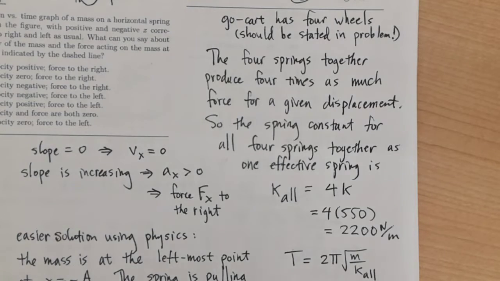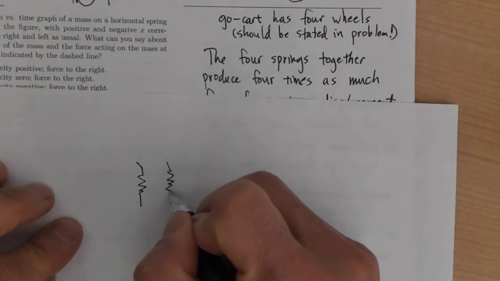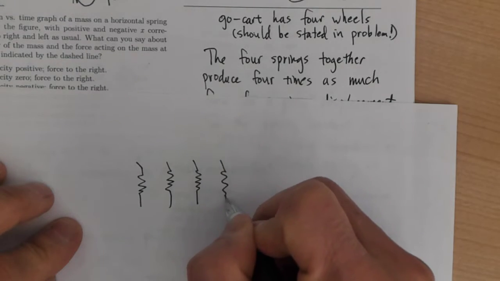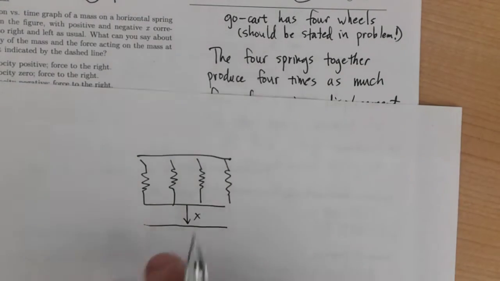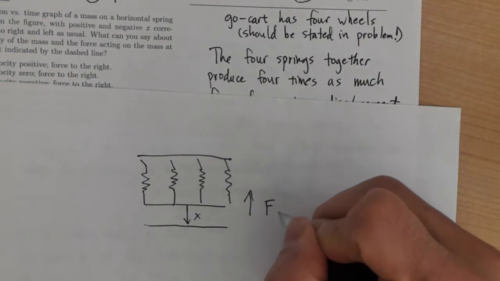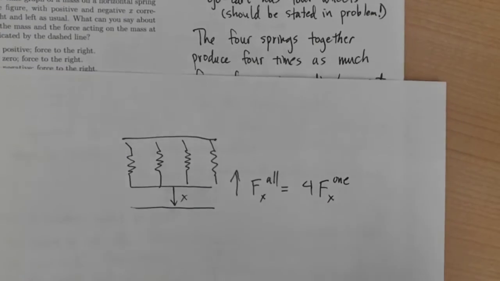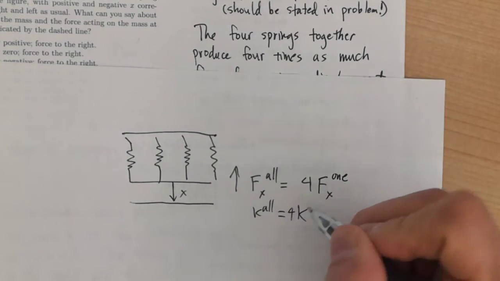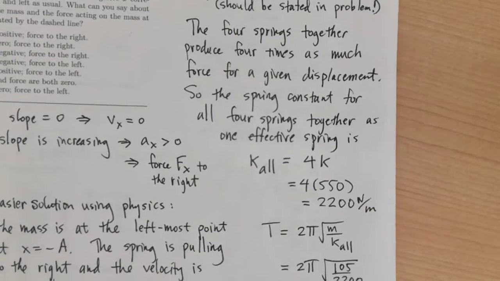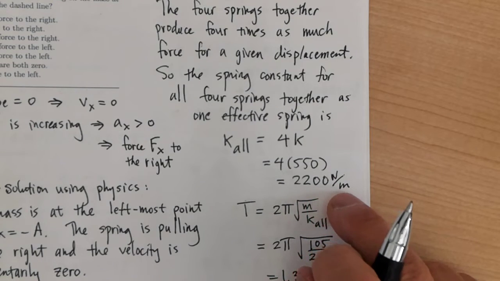So the whole point is we have four springs. Think of it like this. They all work together. So if I extend it by amount x, then we have 4 times the force. So the force for all is equal to 4 times the force for one spring. As a result, the spring constant will be 4 times the value of the spring constant for one. So we have 4 times k, that's 4 times 550, that's 2,200 newtons per meter.